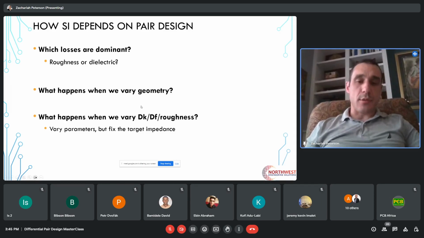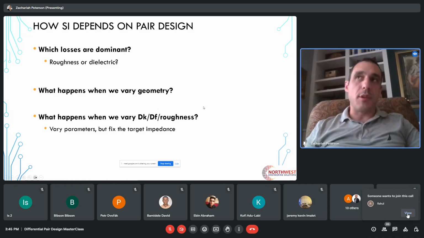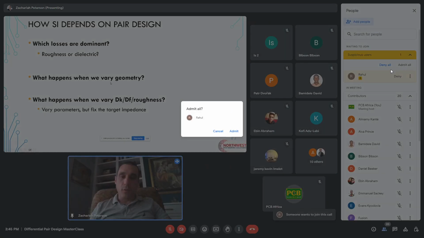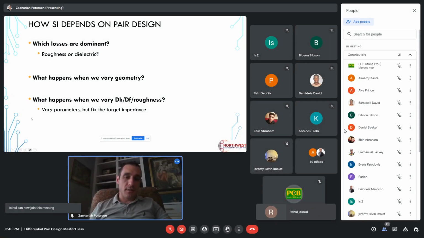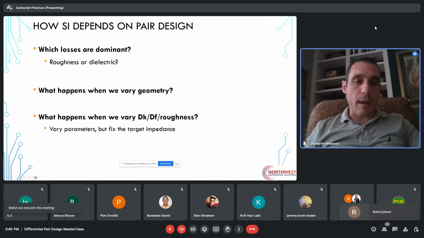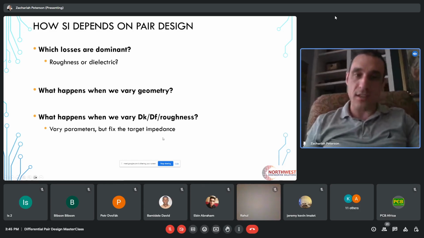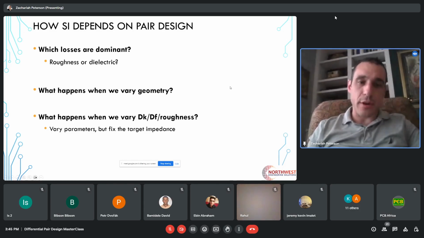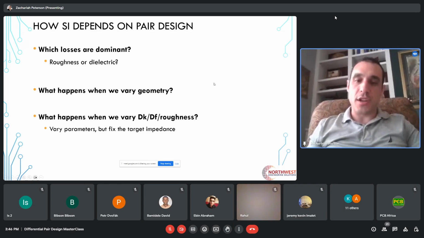The next question that we have to ask is, of course, what happens when we vary the geometry? If we have a pair and it maybe is creating too much loss for us, we decide to change the geometry. What happens when we change the geometry? What happens to the losses? Next question, what happens when we vary these different parameters? But we want to try to keep the target impedance fixed. That's very important in parameter variation, especially with differential pairs at these very fast data rates. So we're going to look at some of these different situations.